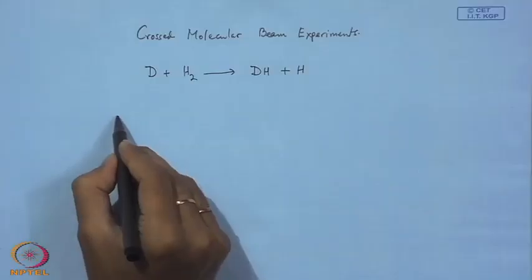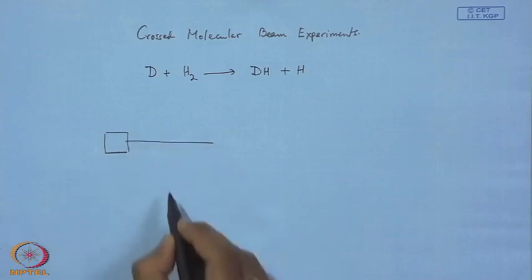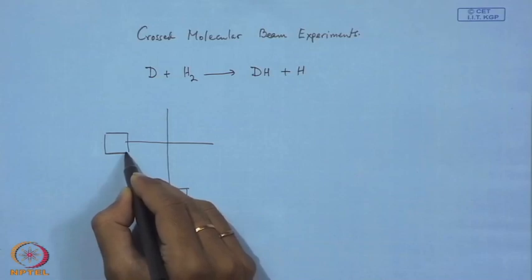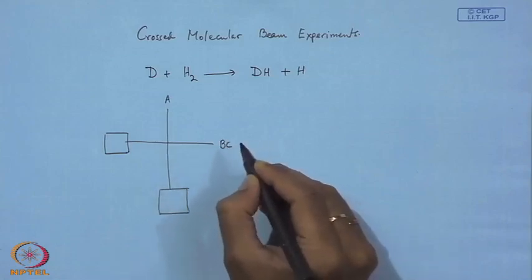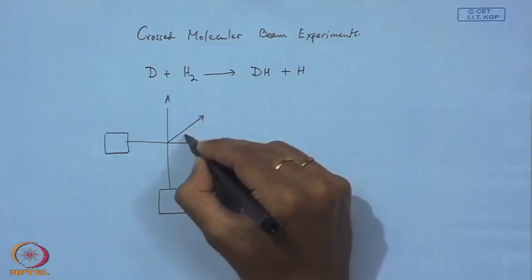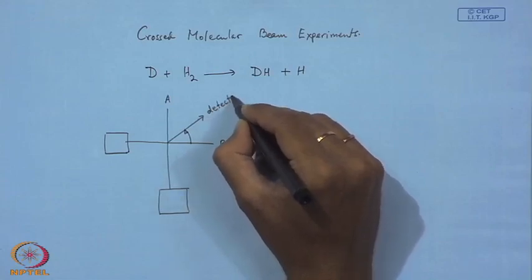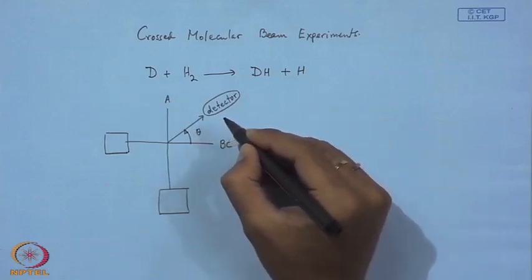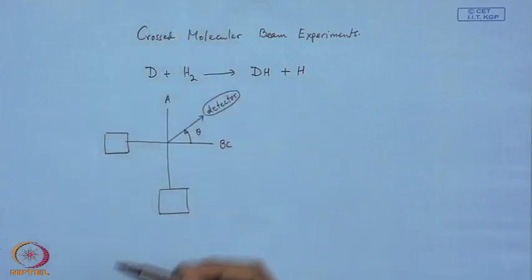Okay. So, this is one beam, this is another beam. So, this is A and this is BC, and this is angle theta, the detector. Angle theta. So, you move your detector this way and try to detect your products.